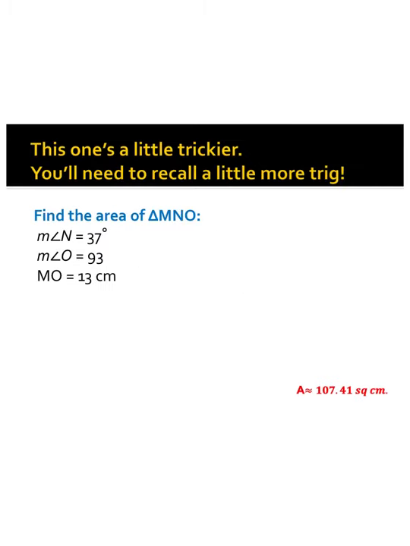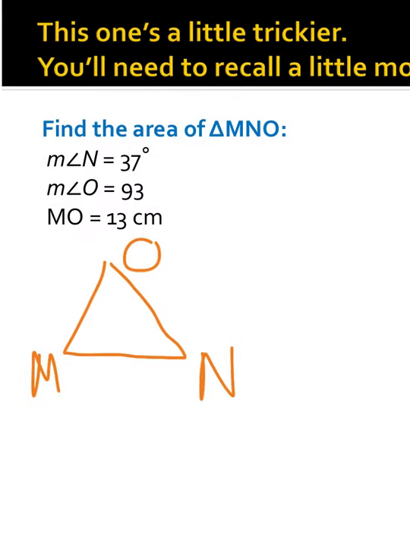All right, so for this problem, it does tell me that it's a little trickier and I will have to recall other trig. But right off the bat, I may not know that. So first, I'm just going to sketch my triangle like I normally would. I'm going to fill in what I know. So angle N is 37 degrees, angle O is 93 degrees, and then segment MO is 13.